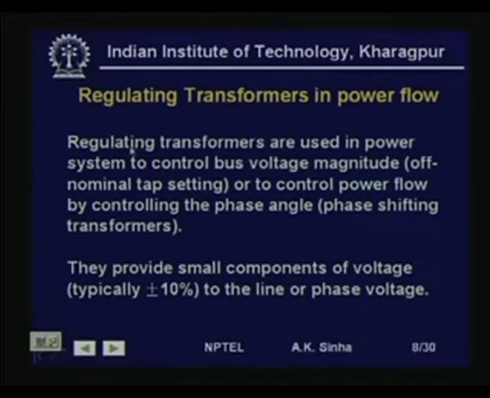Similarly, we can change the magnitude of the voltage at the bus bar by a small amount, and thereby we can control the reactive power flow in the transmission line and control the voltage at the bus bars. These are done by means of regulating transformers or FACTS devices. Of course, including FACTS devices in power flow is somewhat complicated and will not be done in this course. We will use the modeling of regulating transformers, which serve a similar kind of purpose.